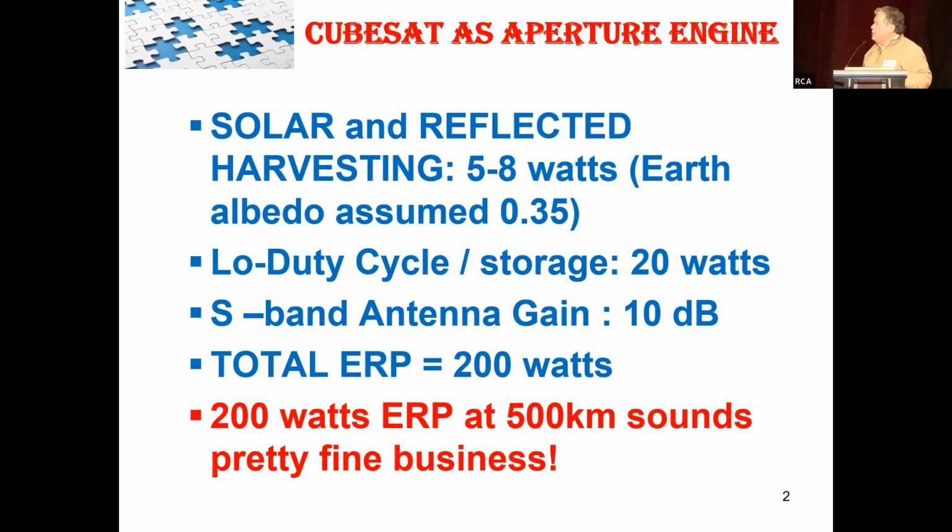Let's assume a low duty cycle on transmit, and that you're able to store with this trickle charge, so you can easily put out 20 watts. You don't want it to be on all the time, but 20 watts is realistic. You can get an S-band antenna, even on a small form factor like that. You can super gain and get 10 dB of gain. So your total ERP is 200 watts. 200 watts at 500 kilometers, I'll take that any day. That's very easily detected. So the point is, if you really change the perspective of how you do this, you're going to find out your restrictions are less than what you assumed.